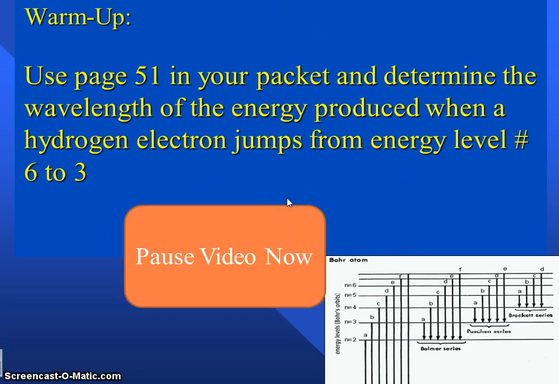So I'd like you to pause the video now and look at your page 51 and write down what the wavelength of the energy given off is when an electron jumps from level 6 down to level 3. You can start the video once you have your answer written down. So write it down now.